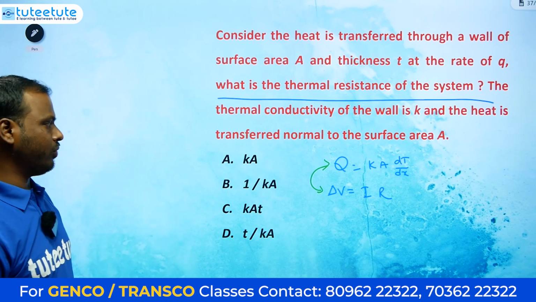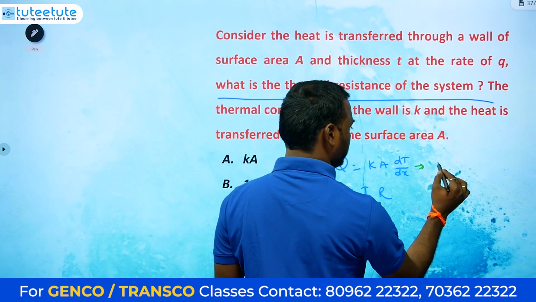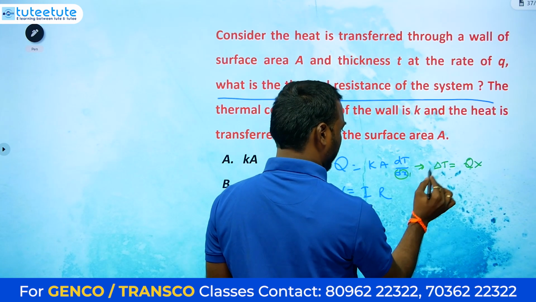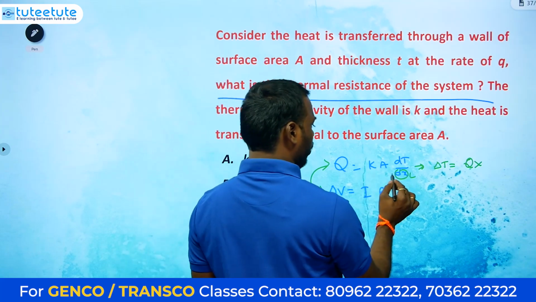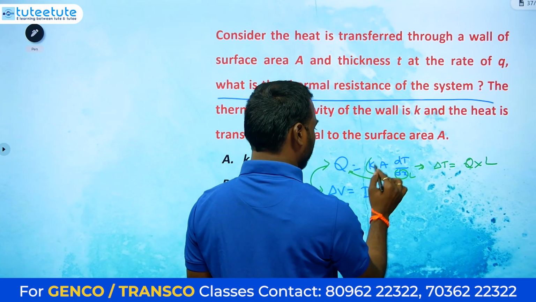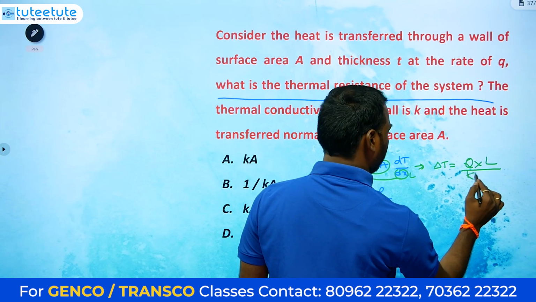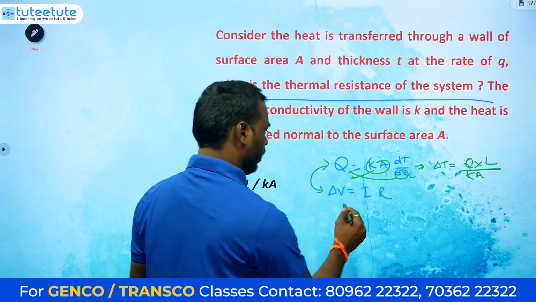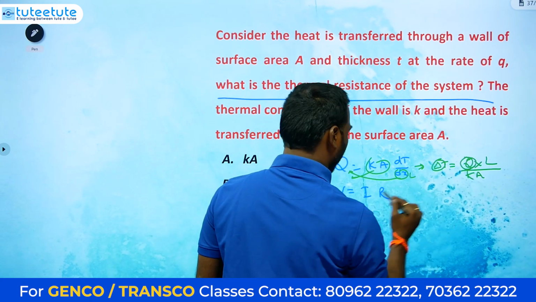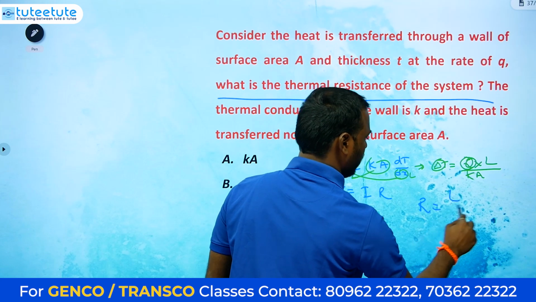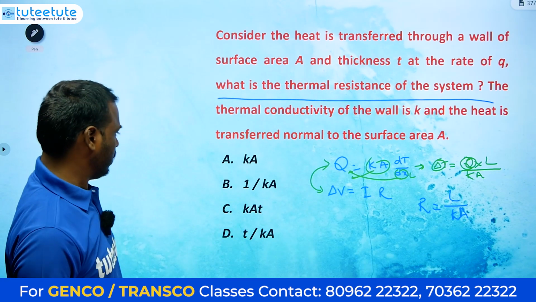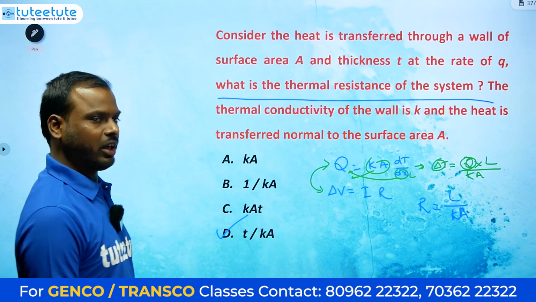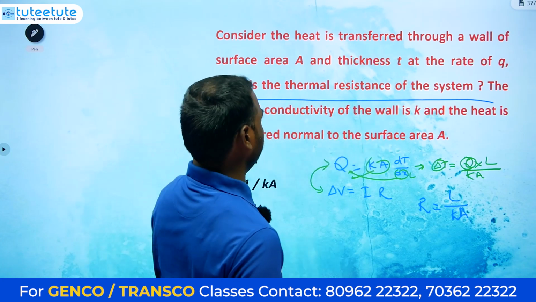Thermal, we just change this equation in terms of this one. I can write delta T is equal to Q into L by kA, writing L instead of dx. Here delta T corresponds to delta V, and Q to I. So R is equal to L by kA. So the answer is L, or thickness T, by kA. He has given the thickness as T.